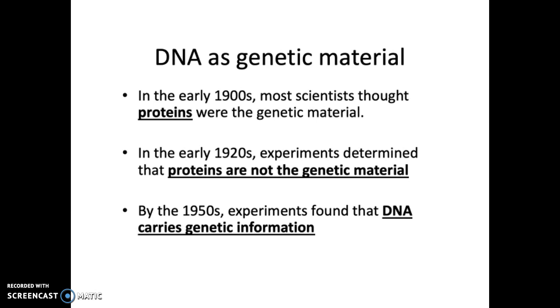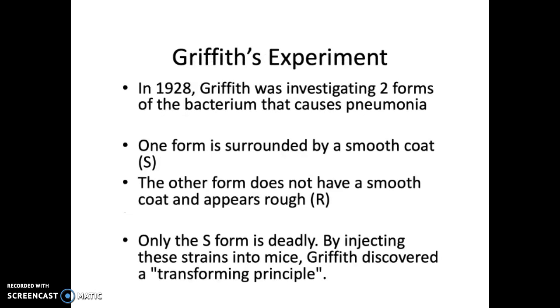Later, in the 1920s, scientist experiments determined that proteins are not genetic material. And then by the 1950s, experiments did find that DNA carries the genetic information, and then it took a little bit longer to find out the exact shape and the dimensions of DNA. So these first couple experiments I'm going to go over are really just to tell you how they came to discover that DNA was the genetic material.